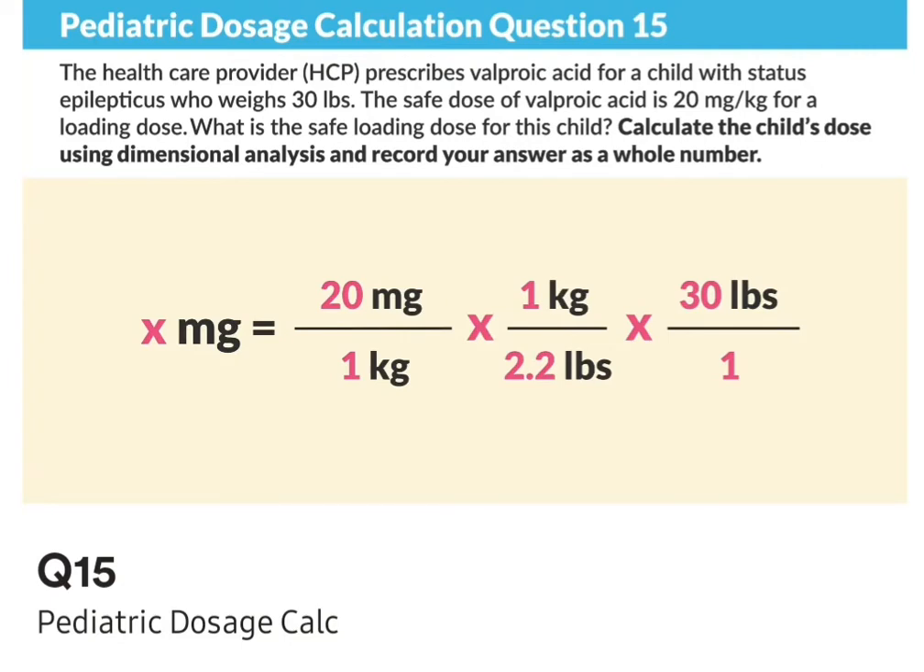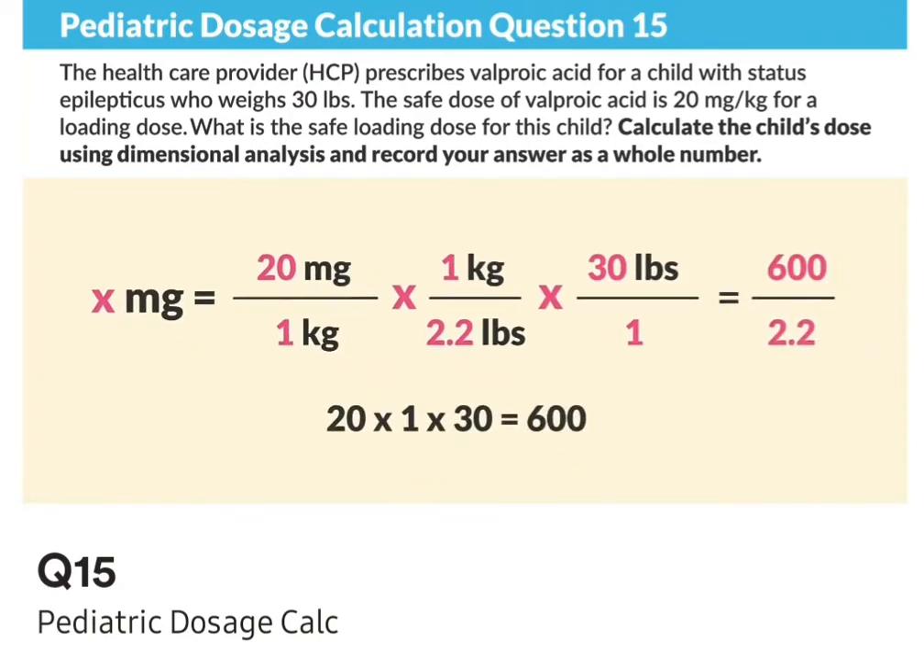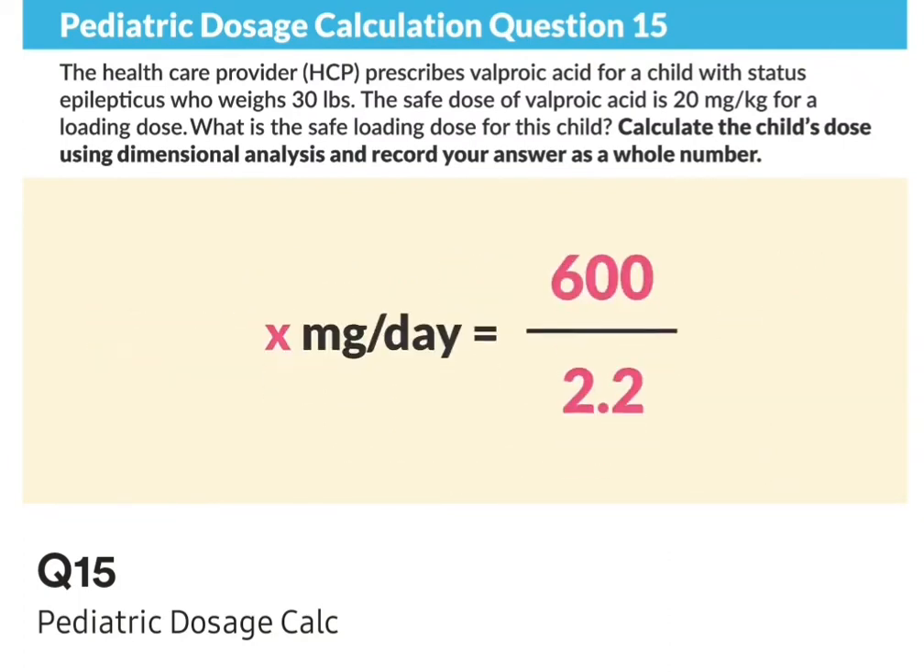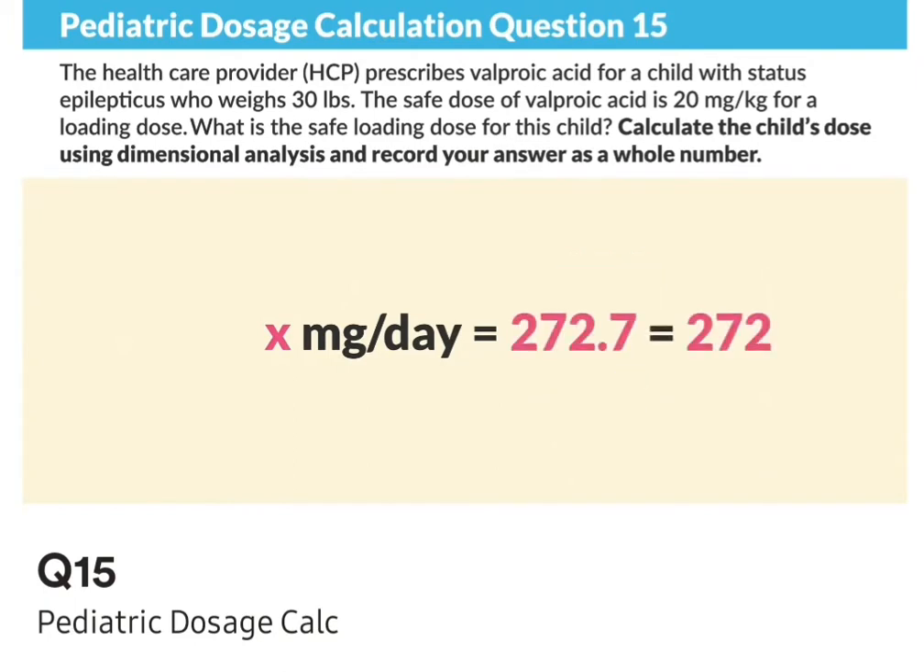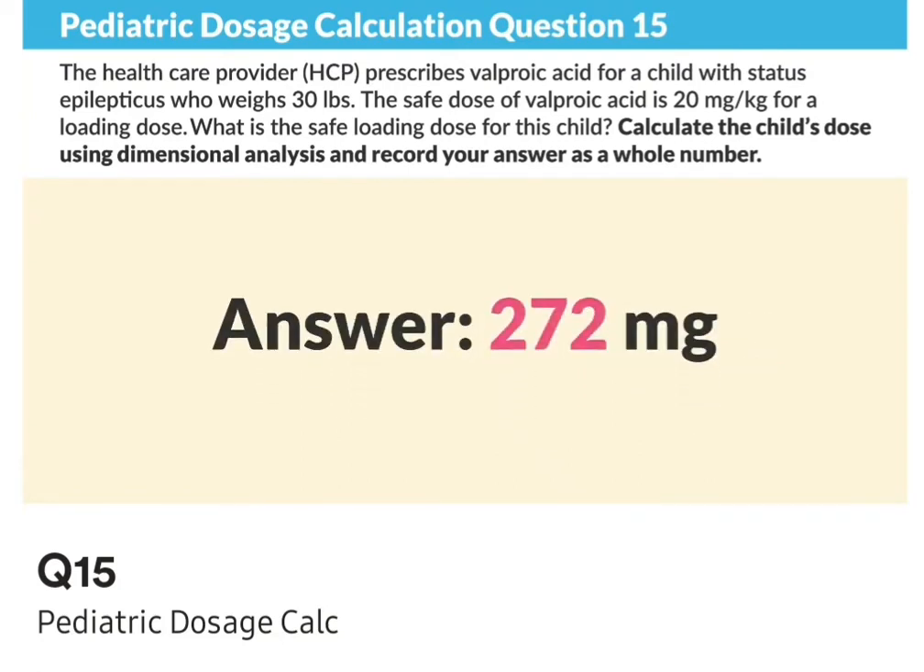And then we're putting the kilograms on top and the pounds on the bottom because we have to convert that, right? So 1 kilogram over 2.2 pounds. And then we're just simply plugging in the child's weight, 30 pounds for that 1 dose. Now we multiply across and multiply across on the bottom. So our grand total here is 600 on top and 2.2 on the bottom. So we get 272.7. Now, I know it's really tempting to round up, but on pediatric questions, you do not want to round up the dose. So our correct answer here is 272 milligrams.